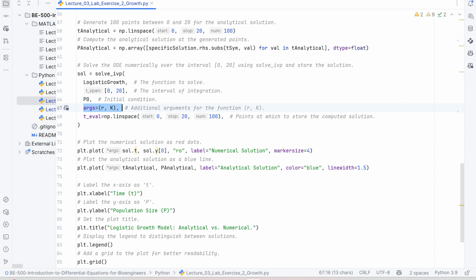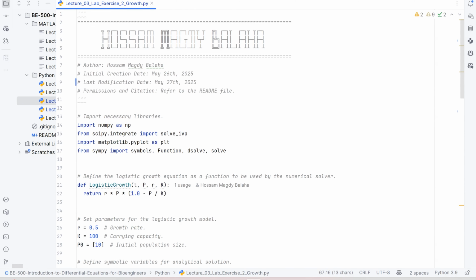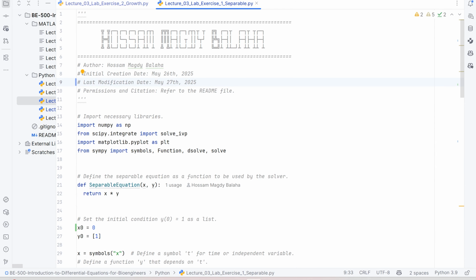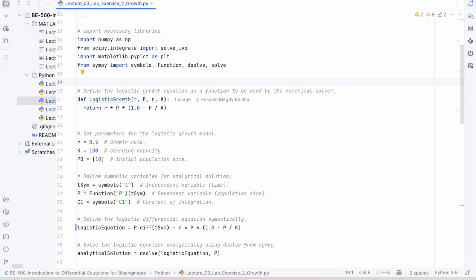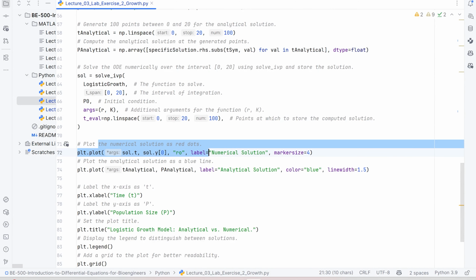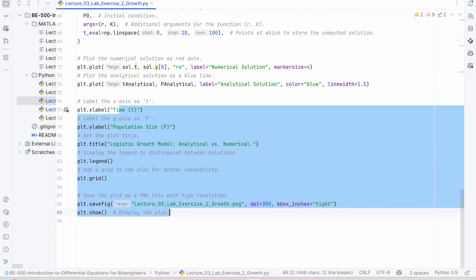Now we have arguments r and k as constants, and don't forget to include them in the parameters here. If you notice, we have x and y only in the first code, so we added only x and y there, but in the second code, we have time, p, r, and k. You can define them whether you use them or not. Then you can plot the numerical solution, analytical solution, and the rest are the same.